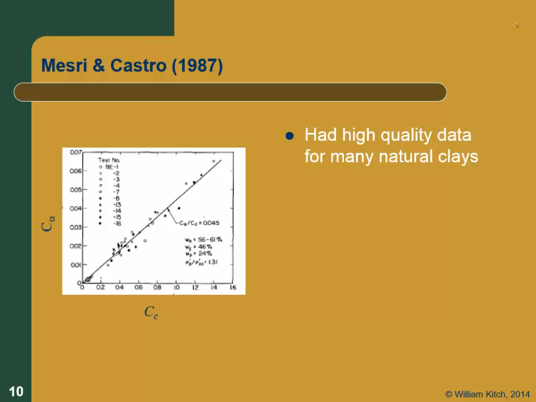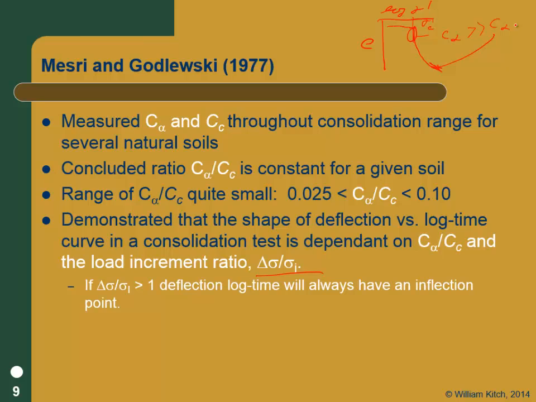But if your load increment ratio is less than 1, and this is because the secondary consolidation doesn't wait till the end of primary, it's happening all the time. So if you don't put on a big enough load that your primary consolidation is large, then your secondary compression, since that's a function of time, not of the load, right? If you run a test a long time and you don't have a large primary, your secondary consolidation could be about the same magnitude as your primary, and then you're not going to see that inflection in the curve.